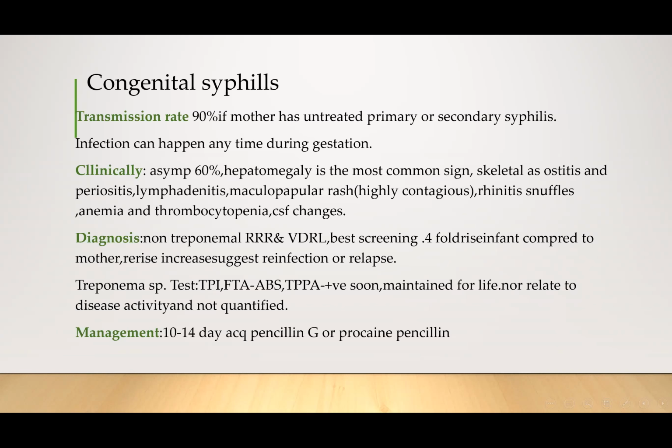So all these are very important to go through the history with a high index of suspicion, because if you suspect, you must go for non-treponemal tests, RPR or VDRL. It is very important. And the other tests, the treponemal-specific tests, all this will help you to diagnose congenital syphilis. For management, we need up to 14 days of aqueous penicillin or procaine penicillin to protect the child.